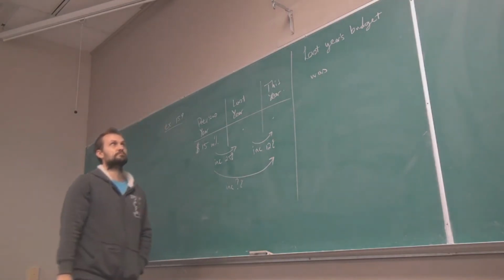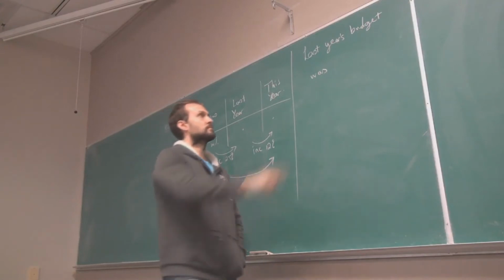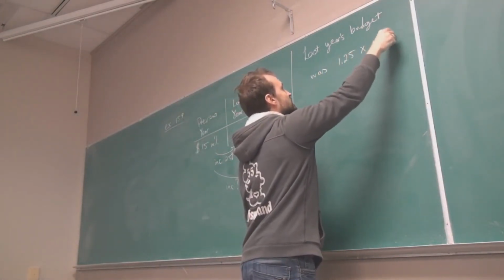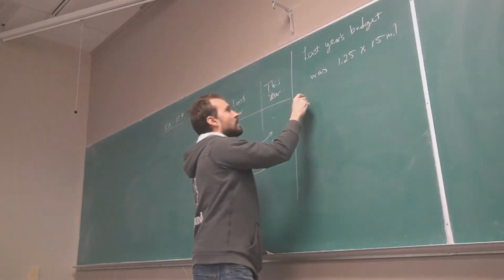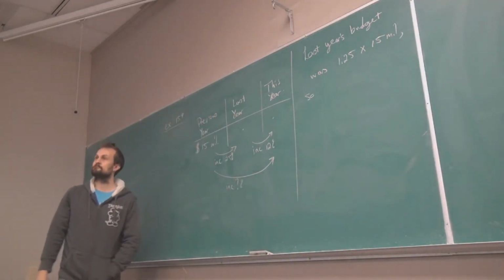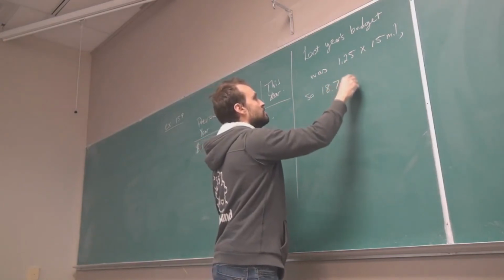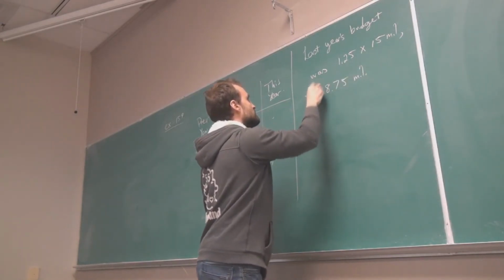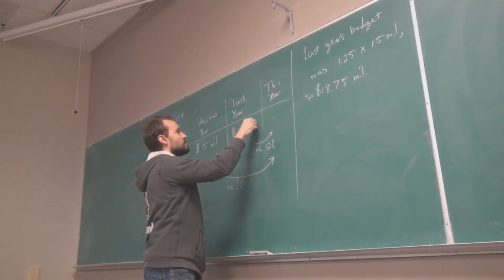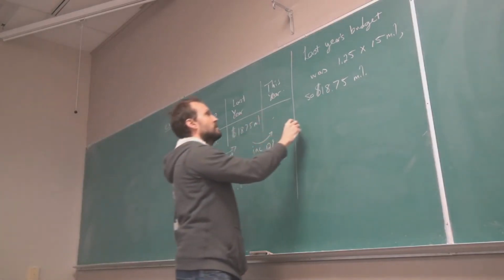What is the calculation? 1.25 times 15. We can write million there, I guess. So that is 1.25 times 15, 18.75 million dollars. So let's put that in. 18.75 million.